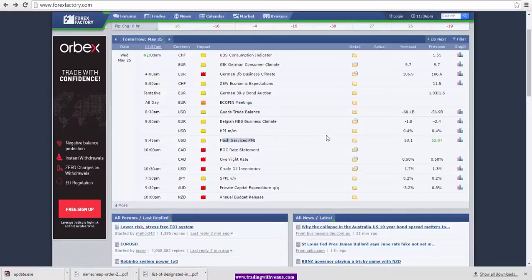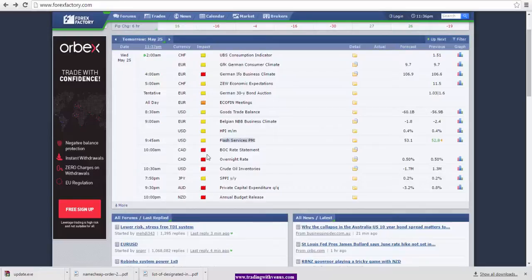The services PMI number is a leading indicator on the state of the economy, and now that the rate hike is back on the table, the market will be watching the news to see how the data comes out, to see if there will be a rate hike in the coming months.